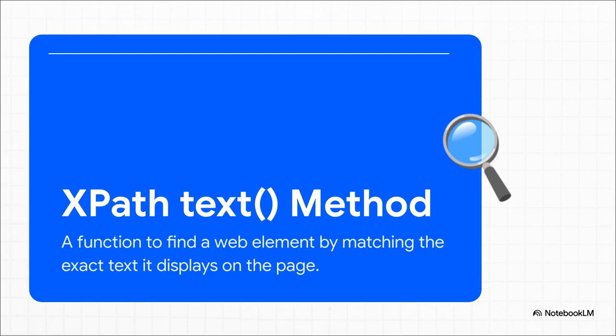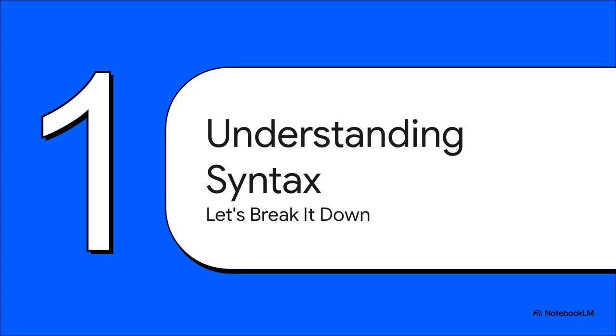So this is it, the XPath text method, and its job is super simple. It finds a web element by matching the exact text, character for character, that's displayed between its opening and closing tags. Nothing more, nothing less. Now I know what you're probably thinking. XPath syntax, it looks so complicated. But seriously, trust me on this one. This particular method is way simpler than it looks.